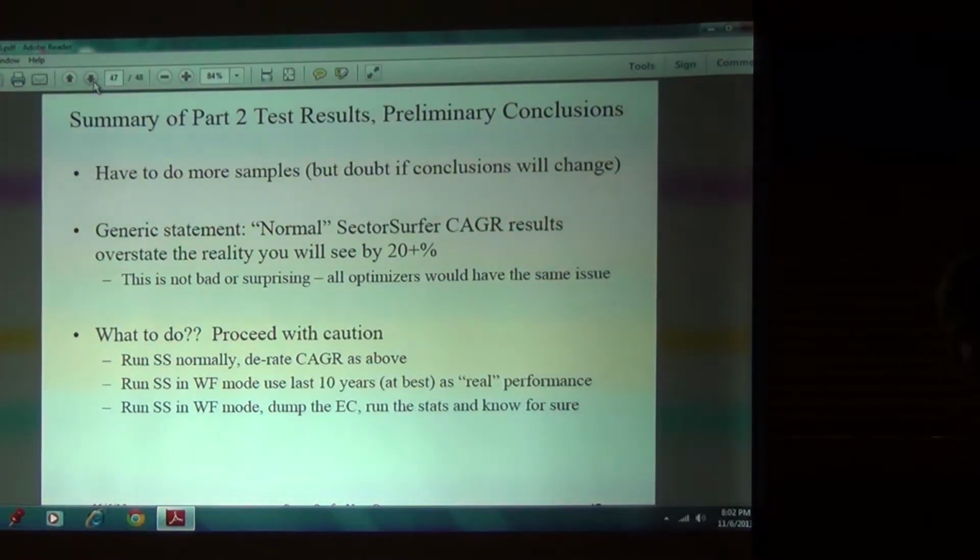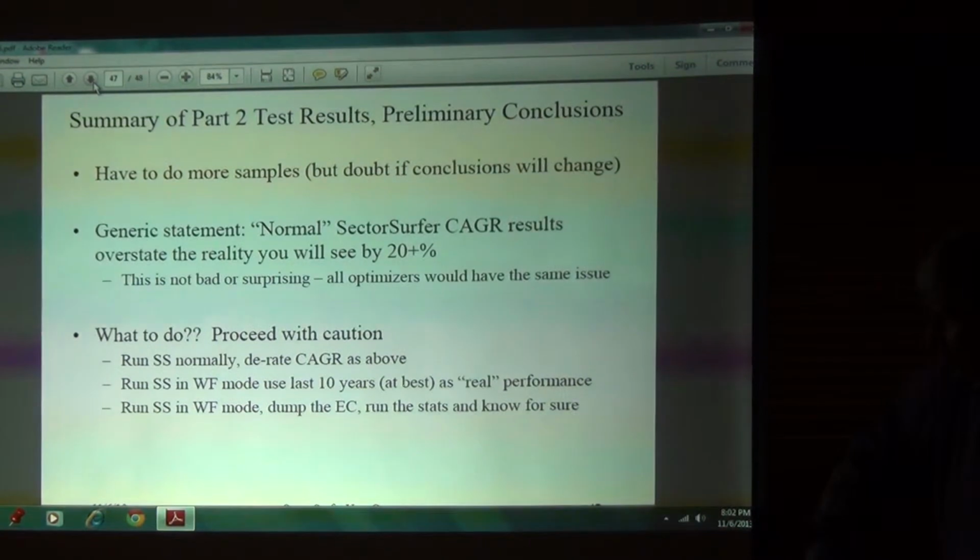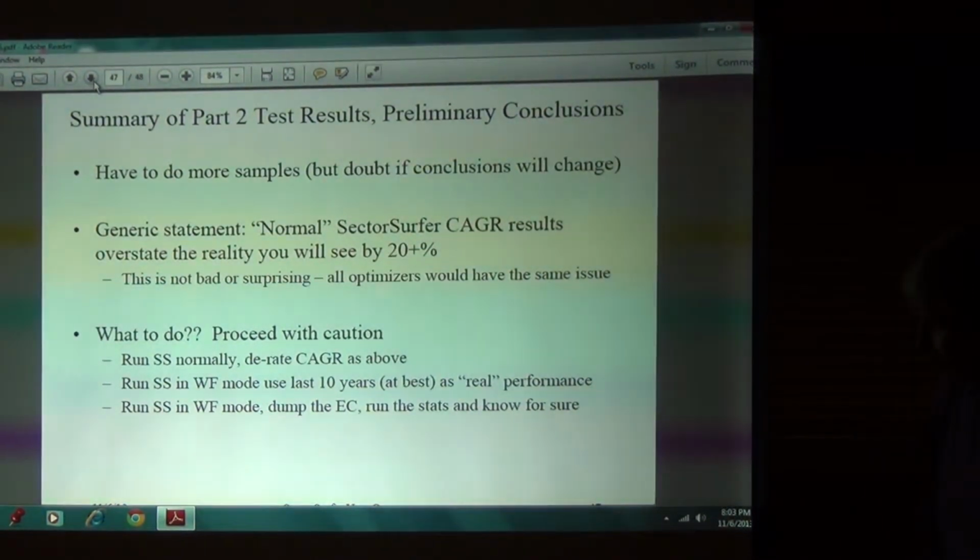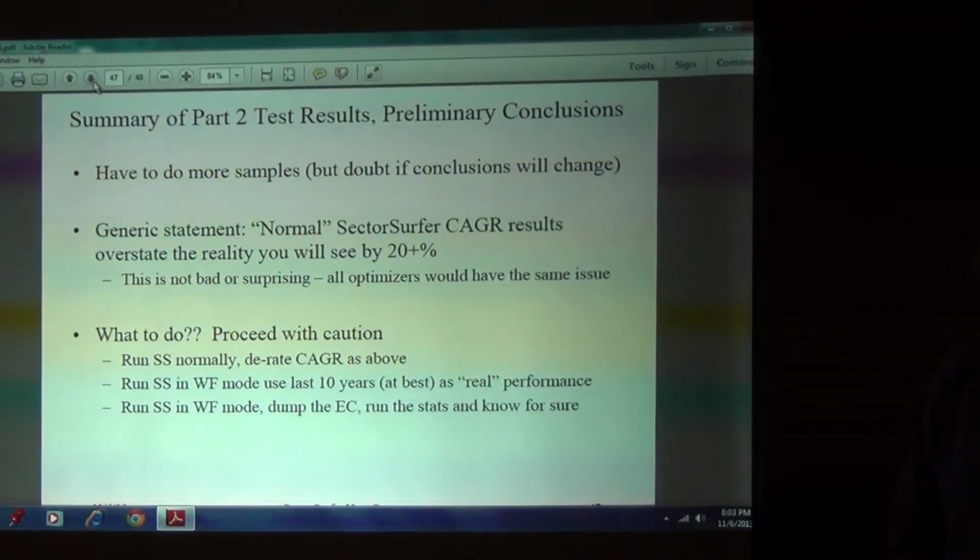Let's see. Yeah, I'm 2 minutes over. Okay, I think I've covered all this. I think this is the last slide too, right? Oh, I got one more slide.